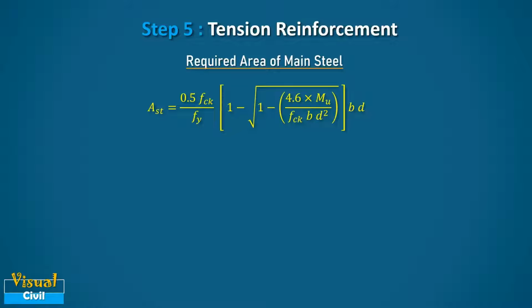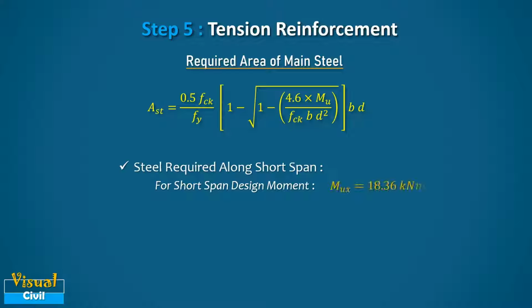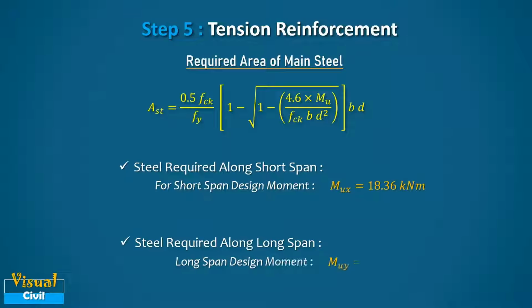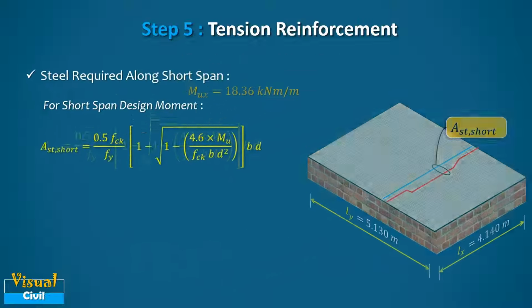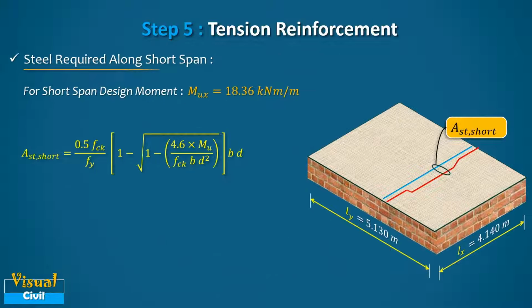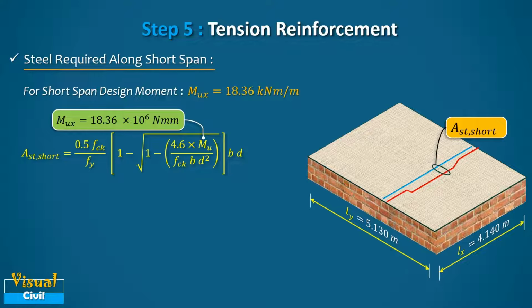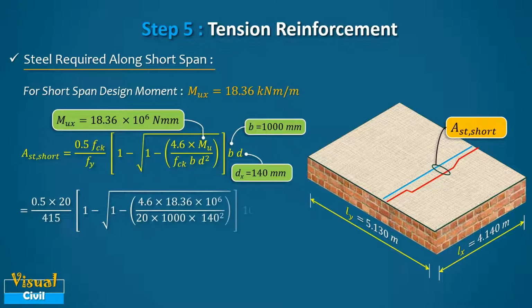As the slab is a two-way slab, we need to find the area of steel along the short span and along the long span also. So let us start with steel required along short span. In the equation, value of b is equal to 1000 mm, while effective depth d equals dx, that is 140 mm. After putting all the values and solving, we get the area of steel equal to 385 mm square per meter.